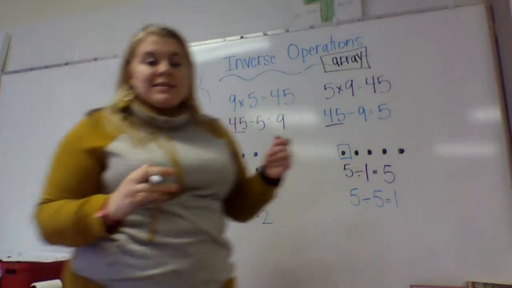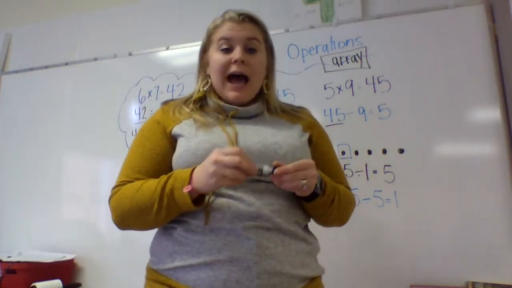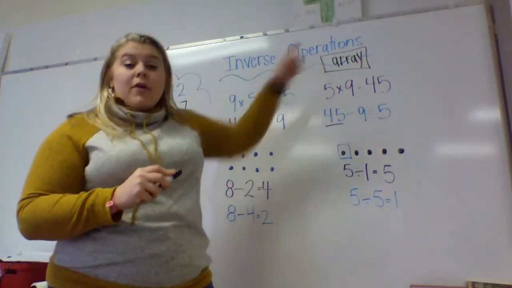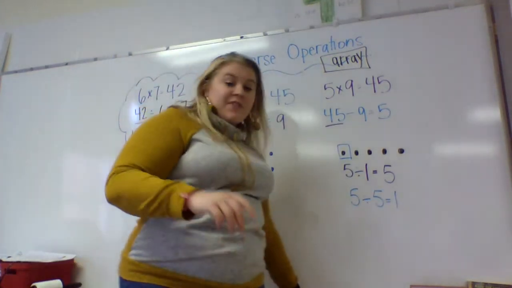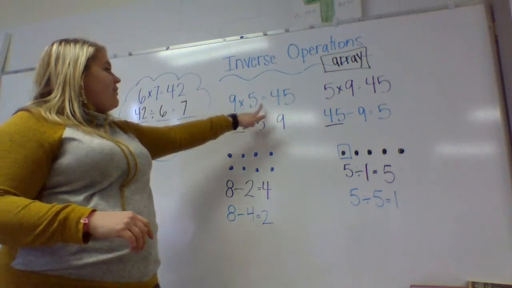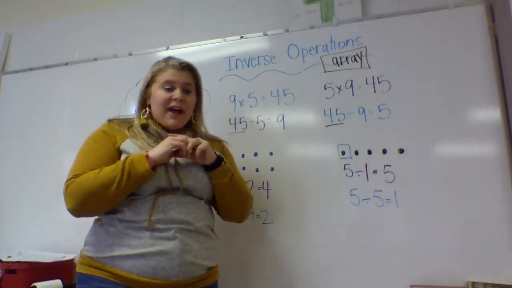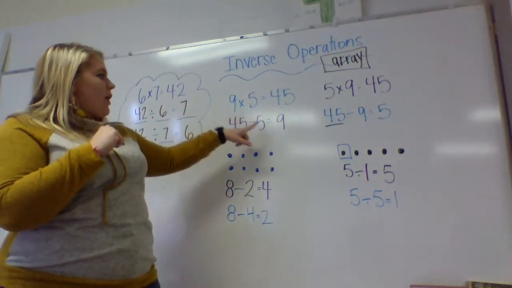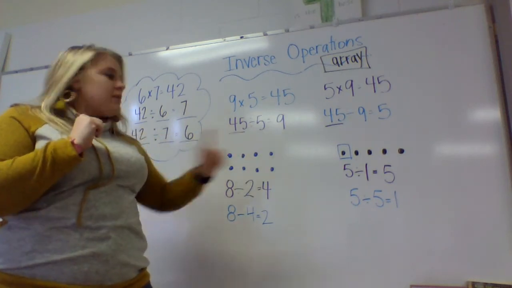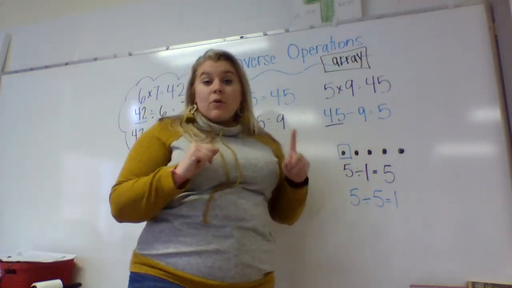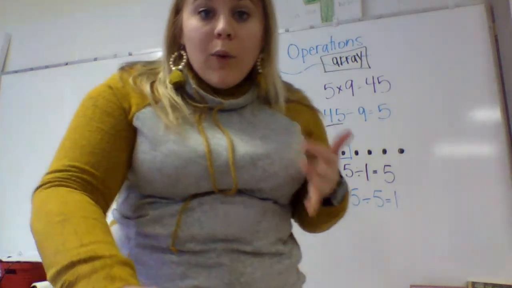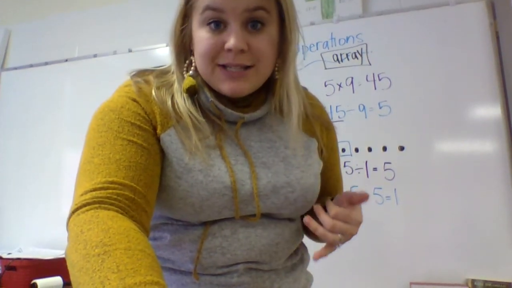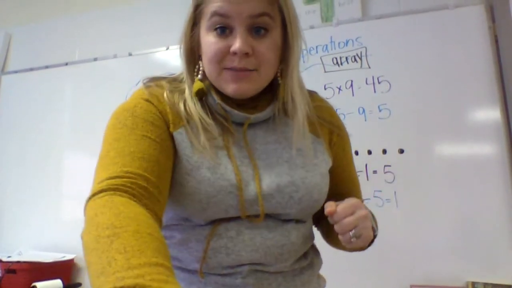For the first lesson, you're really just thinking about how they are inverse operations. In our fact families, if we have 9, 5, and 45, and they go together to make a fact family, then you can come up with 45 divided by 5 equals 9, or 45 divided by 9 equals 5. For division, remember, you always start with your largest number and divide it into smaller groups.